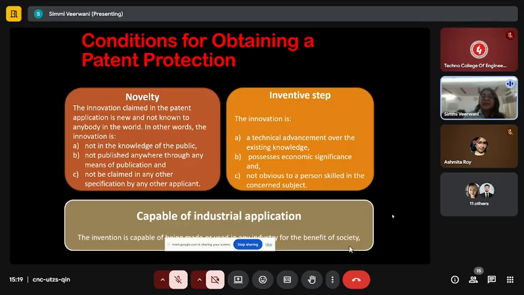And most important is the capability of industrial application. The invention that is made should be applicable in the industry and could be beneficial to society as a whole.